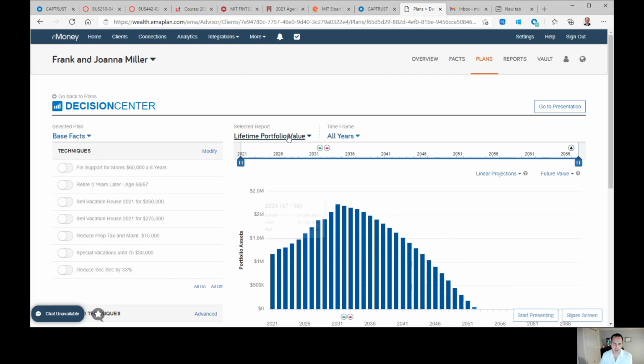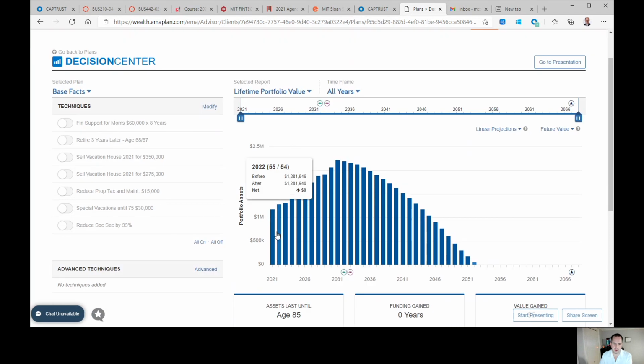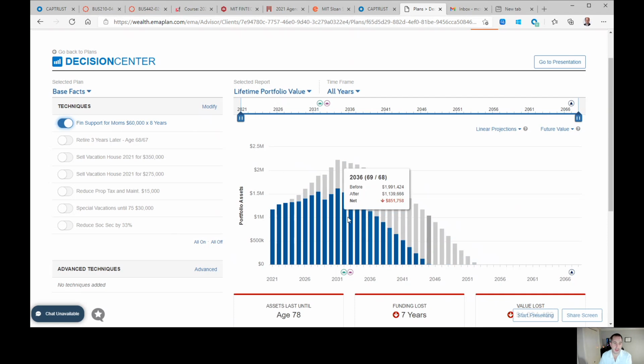In this little lifetime portfolio value chart, we see that their assets peak at around 64 and then rapidly decline, right? By 85, they're out of money. So here's one: financially support mom for 8 years at $60K a year. What happens when we do that? Well, they can't afford to do that, so let's leave that off the table for now.